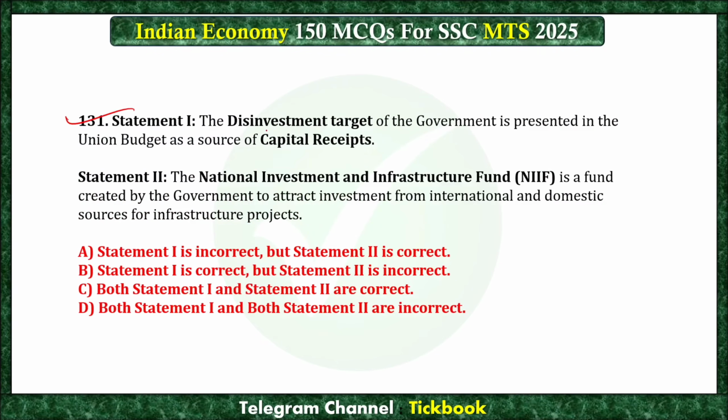And 131, statement 1, the disinvestment target of the government is presented in the union budget as a source of capital receipts. Statement 2, the National Investment and Infrastructure Fund is a fund created by the government to attract investment from international and domestic sources for infrastructure projects. Option number C, both statement 1 and 2 are correct.